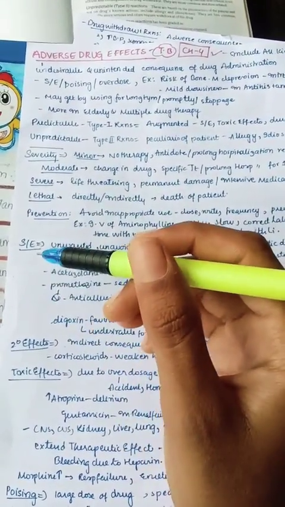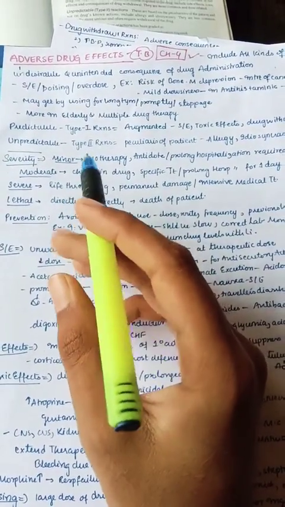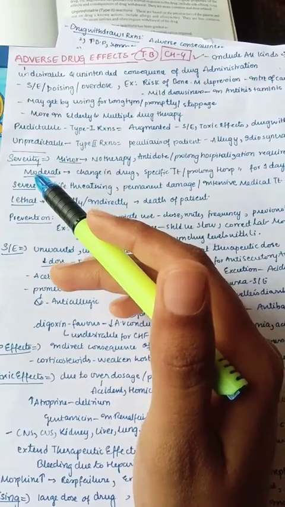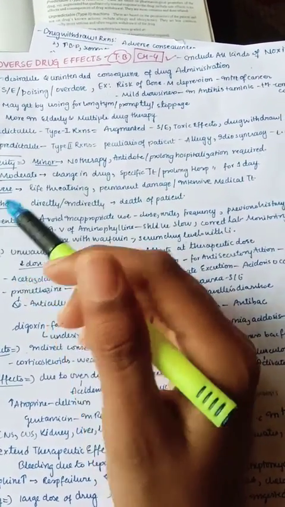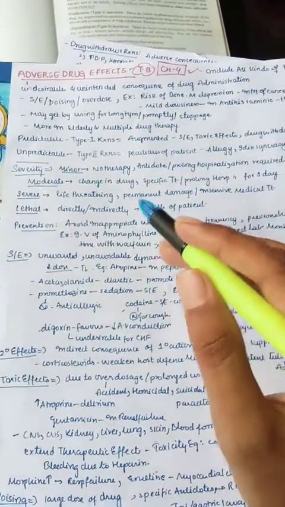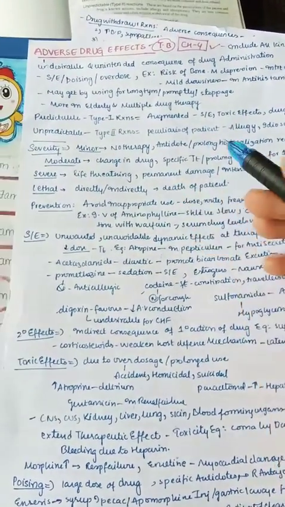What about severity? It may be minor, moderate, severe, or lethal. Minor means no need of therapy; just taking rest is enough. We may also use some antidotes to prevent the side effect, and prolonged hospitalization may be required even if it is minor, but hospitalization is better because we'll be under doctor observation.